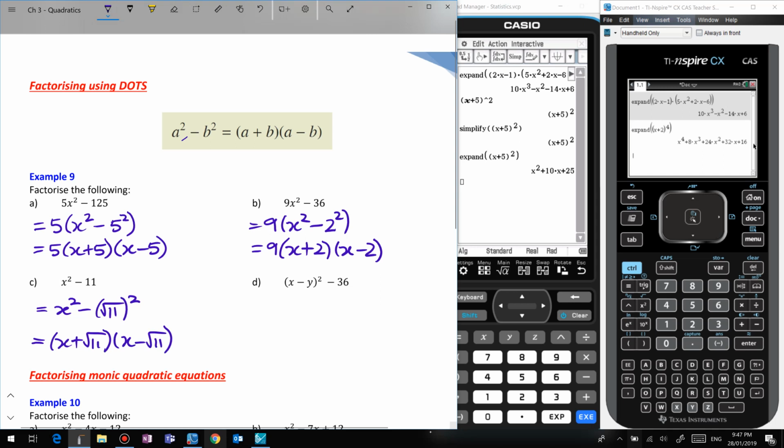This one here is a difference of 2 squares. If we rewrite it as x minus y squared minus 6 squared. So that's my first term, that's my second term. So I say first term plus second term, first term minus second term. So that's it factorized.